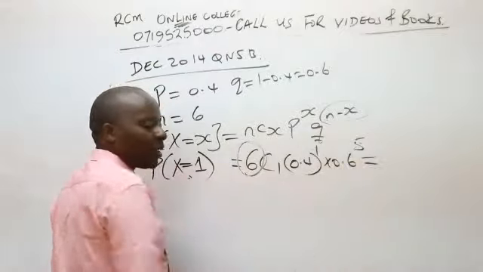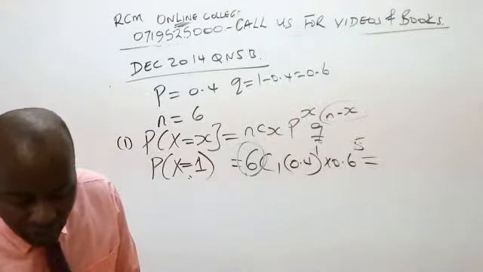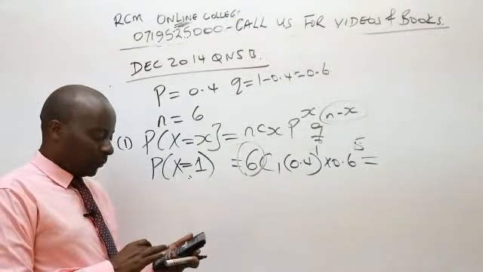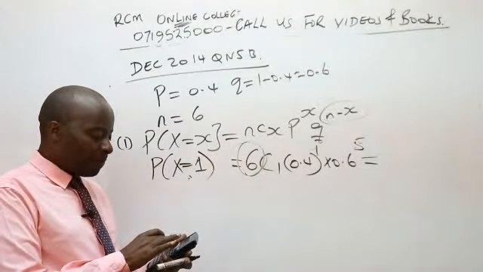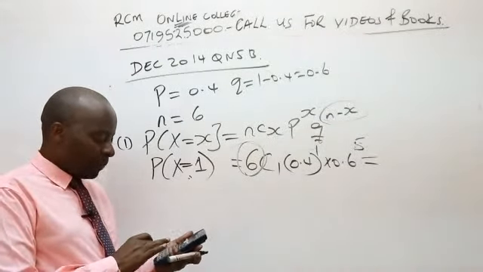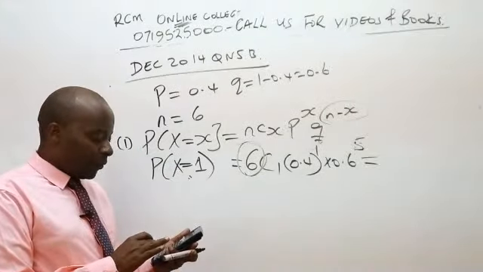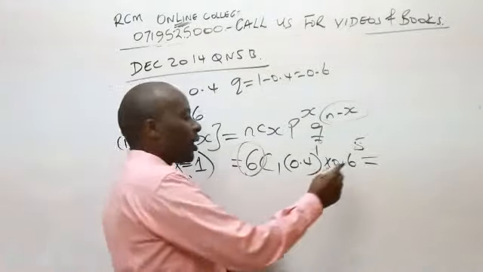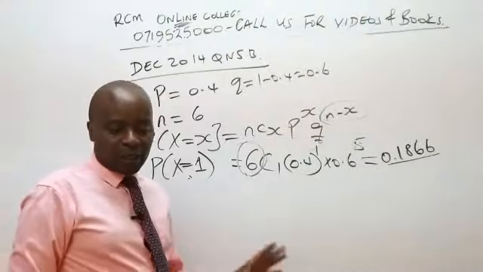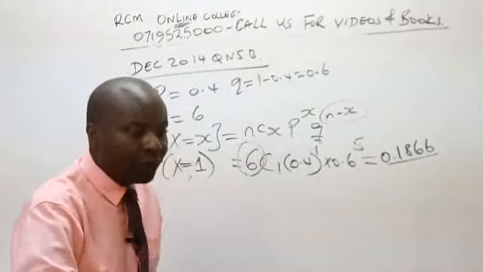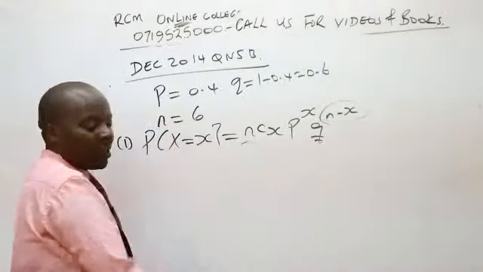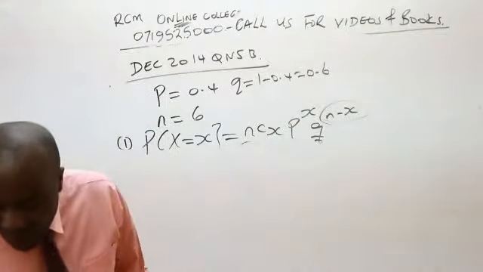So please get out your calculator to evaluate this probability that the examiner wants us to get. So this will be 6 combinations 1 times 0.4 raised to 1 times 0.6 raised to 5, which gives us 0.1866. That is the end of the first requirement, which wanted the probability that exactly one household was affected.